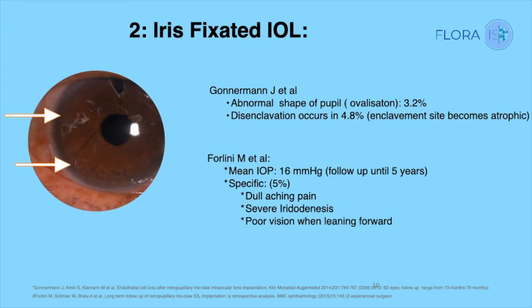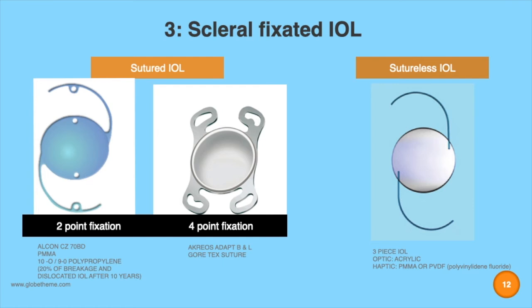The pupil might become oval. There is also tendency of focal iris atrophy at the enclavement site, leading to disenclavation and subluxation of the IOL. Some patients also reported some form of visual disturbances, particularly related to posturing. This is due to relatively poor support of the iris tissue, as it is not a rigid structure.